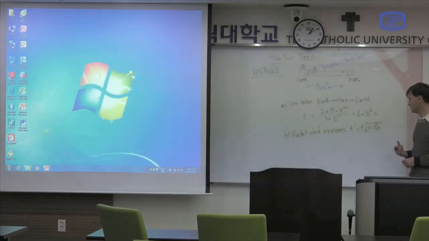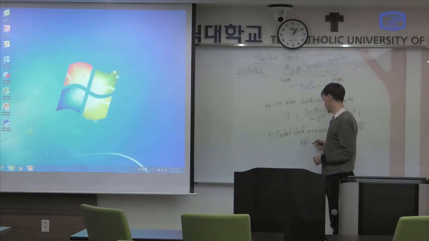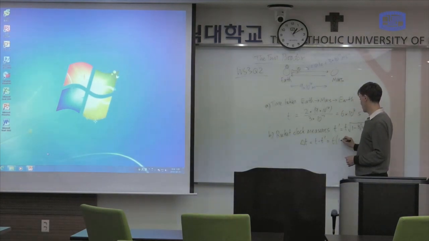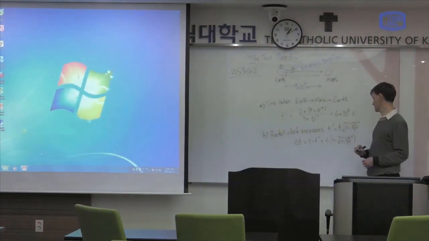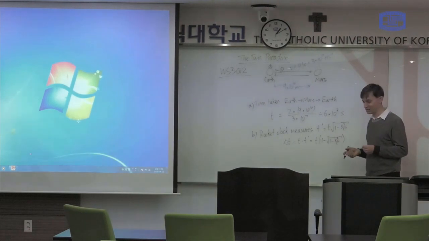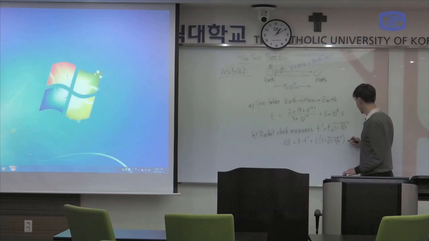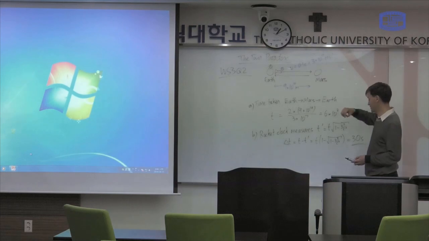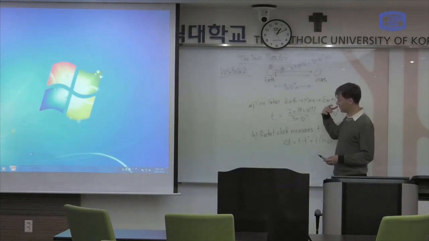It's going to be a bit less, and therefore the difference in time between these two clocks, that's t minus t prime, is t times 1 minus the square root of 1 minus v squared over c squared. Then you just have to get a calculator and work that out, and that turns out to come out as 30 seconds. So after the round trip, after the rocket has gone to Mars and back, it will read 30 seconds less time than the clock on the Earth.